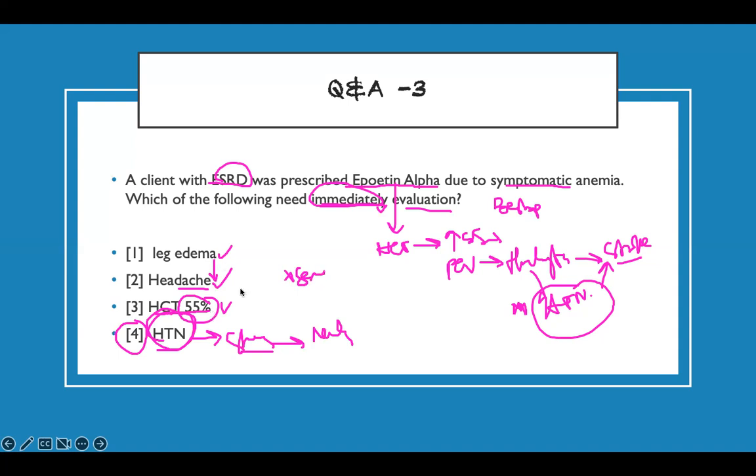All these things apply to epoetin, but I don't want them to be hypertensive. I'm okay if they have a headache. I'm okay if they have leg edema. I'm okay if the hematocrit is 55. But when I see hypertension, I have to be sharp. It's a be-sharp moment.